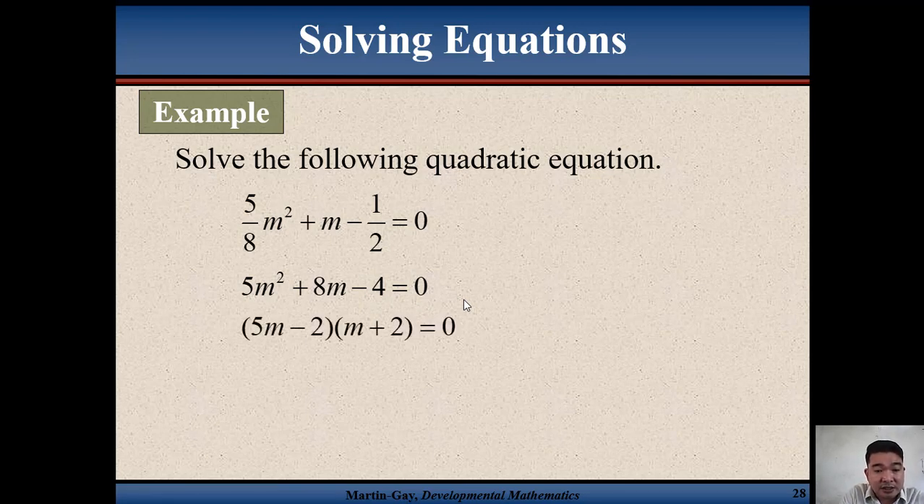And then simplifying by factoring 5m squared plus 8m minus 4, the factors are the quantity 5m minus 2, times the quantity m plus 2, equals 0.